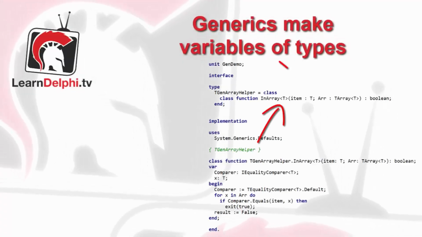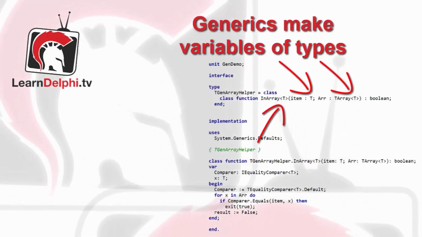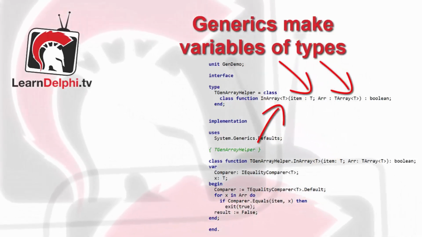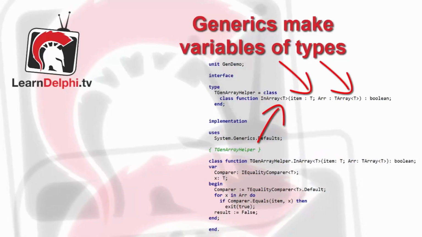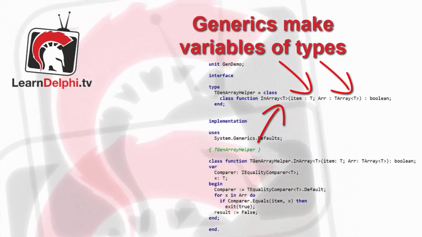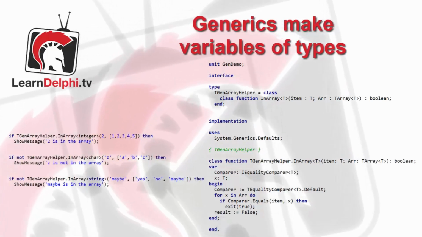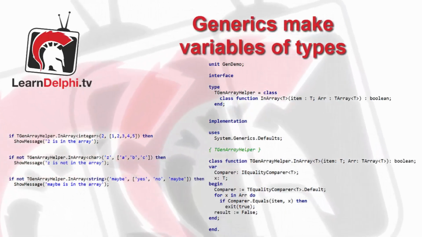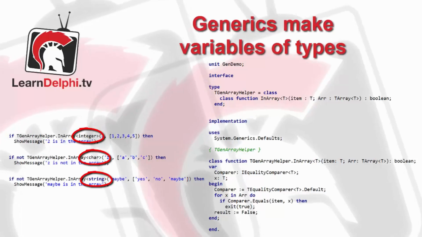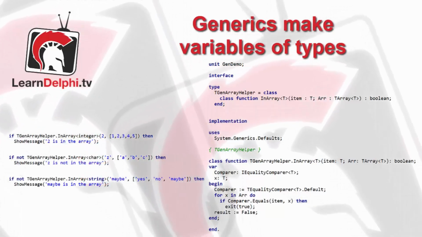Generics allow you to treat types like variables, so that you can write a piece of code with a placeholder type, then reuse that code with various different types. Here we have written a simple function that checks if an item is in a given array. We can then reuse that function, inserting different types, shown here with integers, chars, and strings.